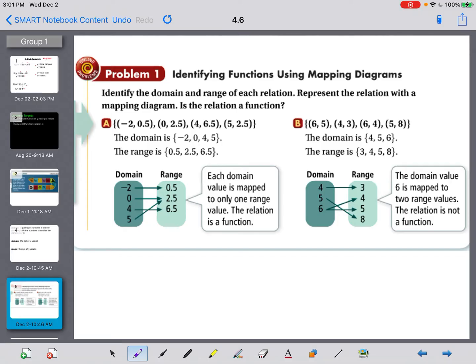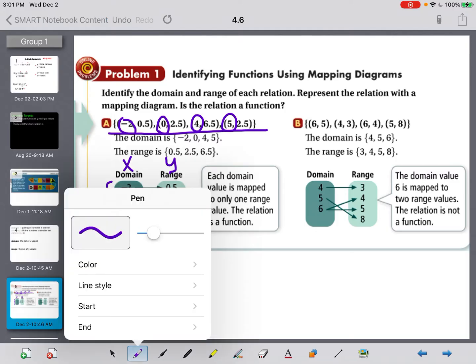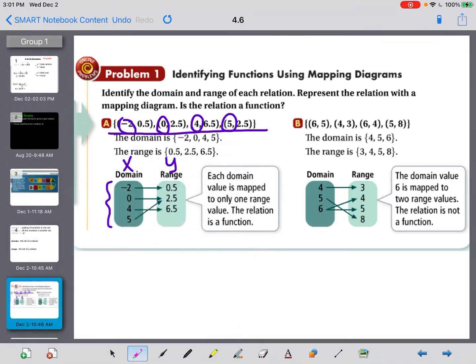Okay, so first things first, they're going to give you a grouping of x, y ordered pairs. You're going to have to split them into domain and range. Remember that your domain is your x values, your range is your y values. So for your mapping diagram, we're going to list all the domain values. We go through and pick out all the x's: -2, 0, 4, and 5. That's where they got these numbers. Then you pick out your range values, which are your y's: 0.5, 2.5, 6.5, and 2.5.